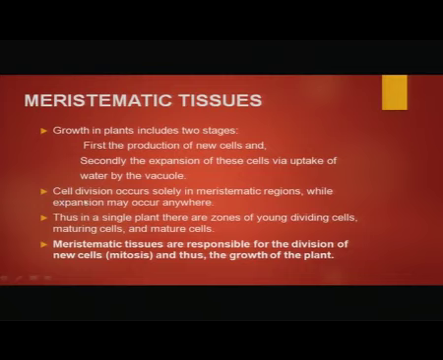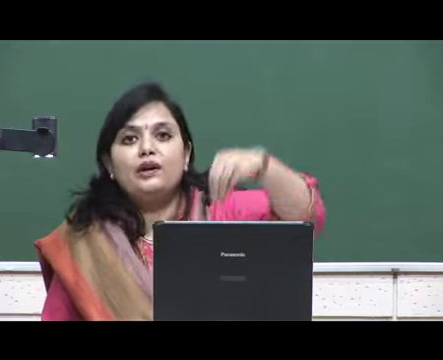So, coming back, the meristematic tissues are responsible for the division of new cells by mitosis and thus they are responsible for the growth of the plant. We all know that plants have indeterminate growth, that is, plants have the ability to keep on growing throughout their life, while animals do not have this property, they have determinate growth.